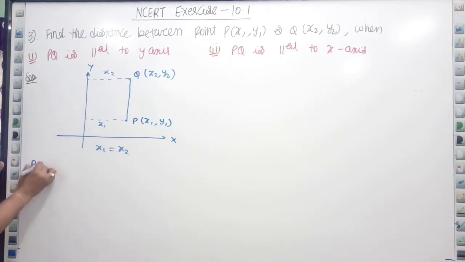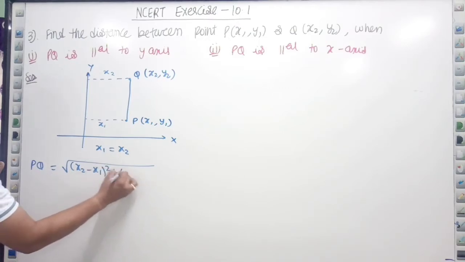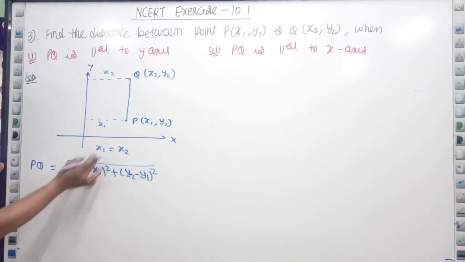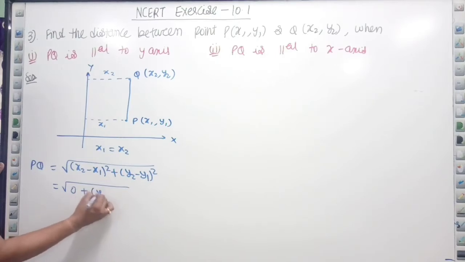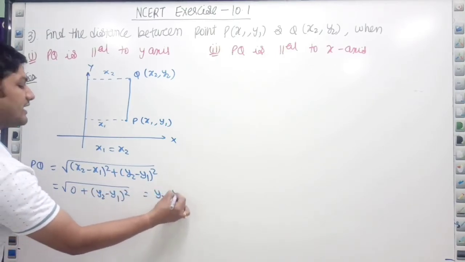So what is the distance formula PQ? Under root x2 minus x1 का whole square plus y2 minus y1 का whole square. So if x1 and x2 are equal, this x2 minus x1 will be 0. Under root 0 plus y2 minus y1 का whole square. Square and root cancel, so answer क्या आ गया?